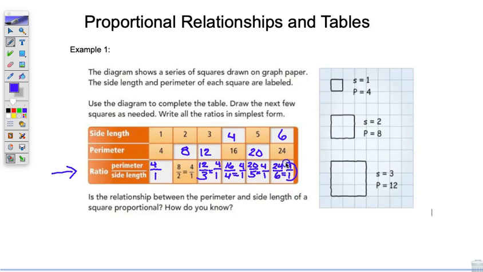So notice each time we came up with a simplified ratio of 4/1. So I'm just going back and circling all those. So the relationship between the perimeter and side length of a square is proportional. How do we know? Since all of the ratios are equivalent, the relationship between the side length and perimeter of a square is proportional. Remember that perimeter is just adding up all the sides. So if each side is 1 here, that would be 4. If each side length of 2, that would be 8, and so on.